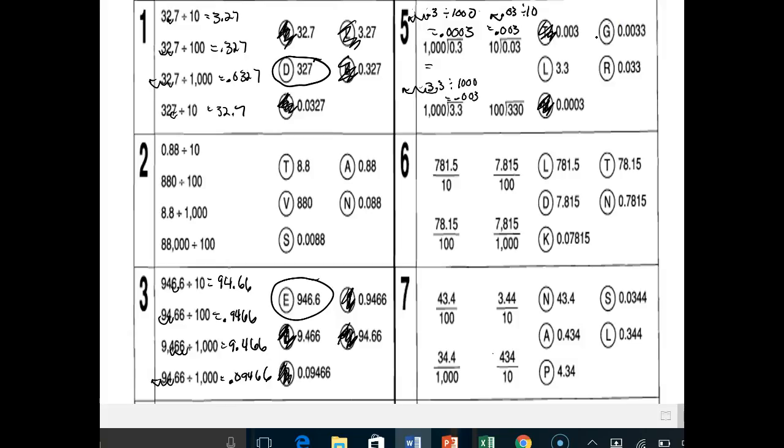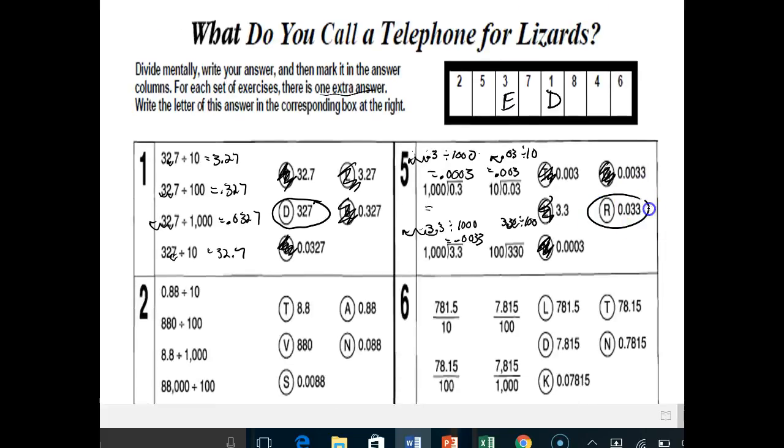Did I mess up already? Oh, that's because this one was 3.3, my fault. So G was used for that one. 0.03 was used for that one. And 330 divided by 100. Start at the end because there's no decimal. Once, twice gives you 3.3. So what's left over is R, and 5 right there, R. Right?